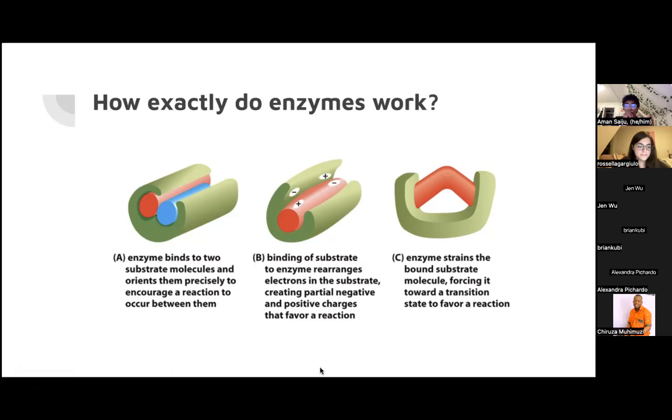Also, I just saw the question in the chat. Are there any ways that enzymes can slow down the reaction?